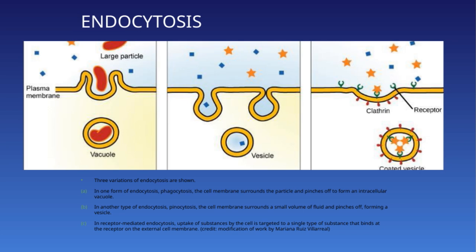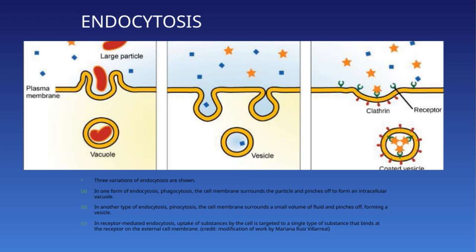Next, there's pinocytosis, sometimes known as cell drinking. Here, the cell membrane engulfs a small volume of fluid along with any dissolved substances. The membrane pinches off, creating a small vesicle inside the cell. This process is important for sampling the extracellular fluid and nutrients.